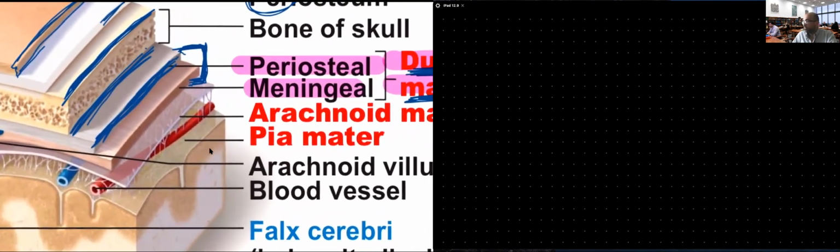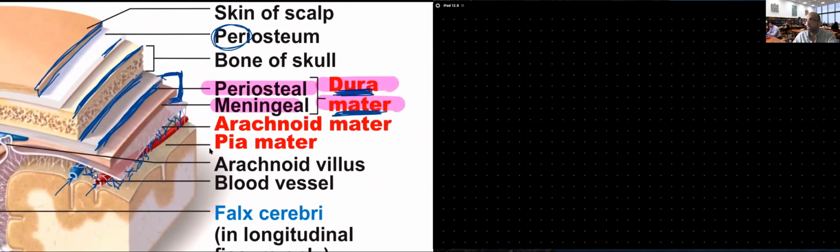Underneath the dura mater, if you see on here, a meningeal membrane that is formed by spider web shaped fibers. And this is where the blood vessels are going to be troubling. We call this layer the arachnoid mater. Arachnoid mater.